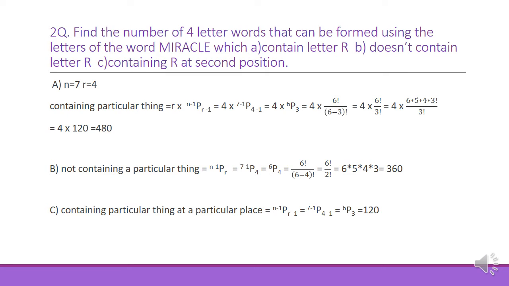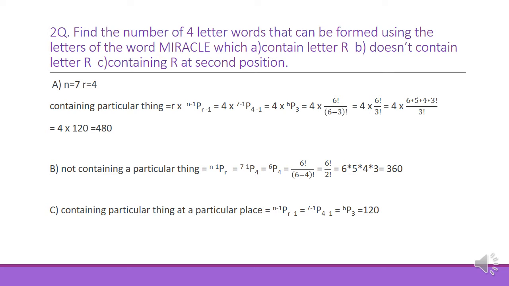Find the number of 4-letter words that can be formed using the letters of the word MIRACLE, which A, contain the letter R, B, don't contain the letter R, C, contain R at the second position. Here we can solve this question using a formula or using the general method. Here I am solving using the formula.